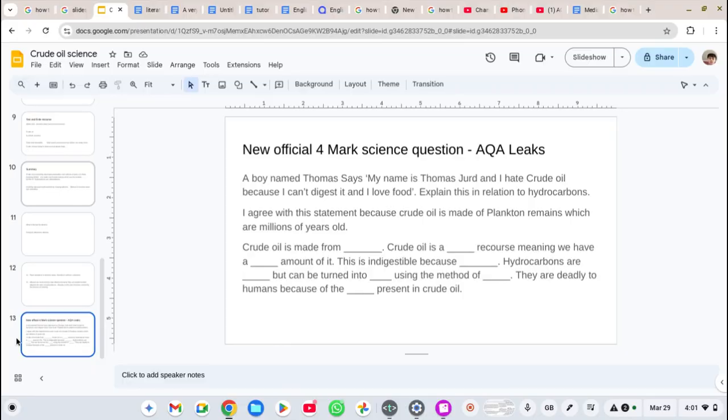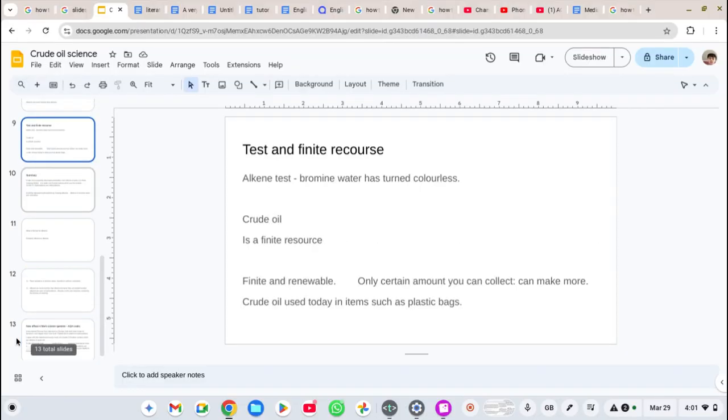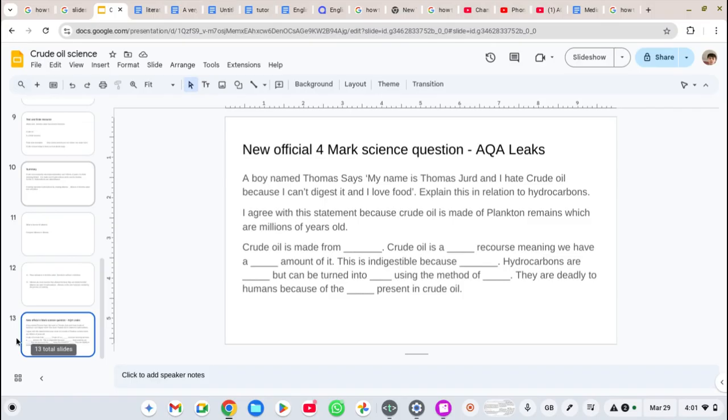Now here is the special bit. I've just gone ahead and explained crude oil to you. But this is an AQA leak. I get a lot of AQA leaks, okay? I'm very high up in the world of education. A boy named Thomas says, "My name is Thomas Jerd, and I hate crude oil, because I can't digest it, and I love food. Explain this in relation to hydrocarbons." Now, a summarised answer, you know, maybe 1 mark, maybe 0 marks, maybe 2 marks.